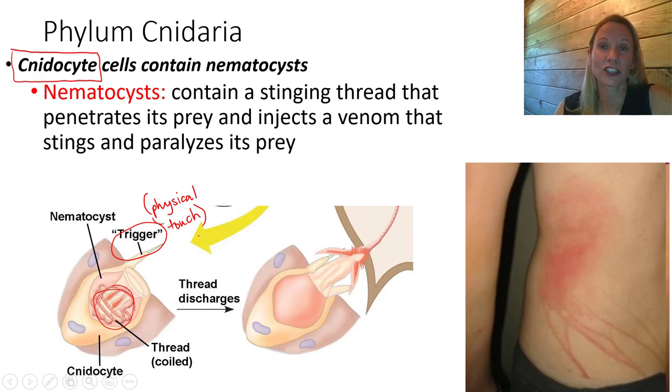Now, some jellyfish are very venomous, and there are some in Australia, in particular the box jellyfish is probably the most venomous jellyfish in the world. And if you are open water swimming in Australia, and you accidentally bump into the box jellyfish, good luck, because that jellyfish can stop your heart with the venom.